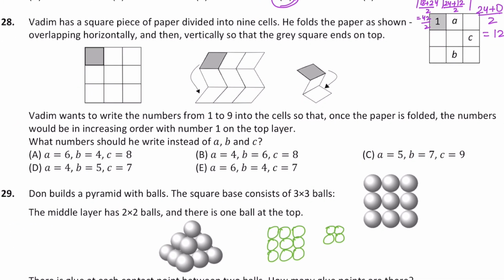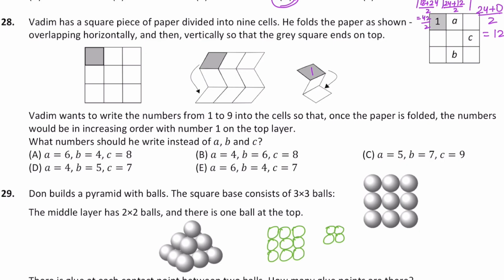Vadim has a square piece of paper divided into 9 cells and he has folded it as shown, overlapping horizontally and then vertically so that the gray square ends on the top. And the gray square is 1. So if you look at what they have done here, you can figure out that they're reaching a snake pattern.